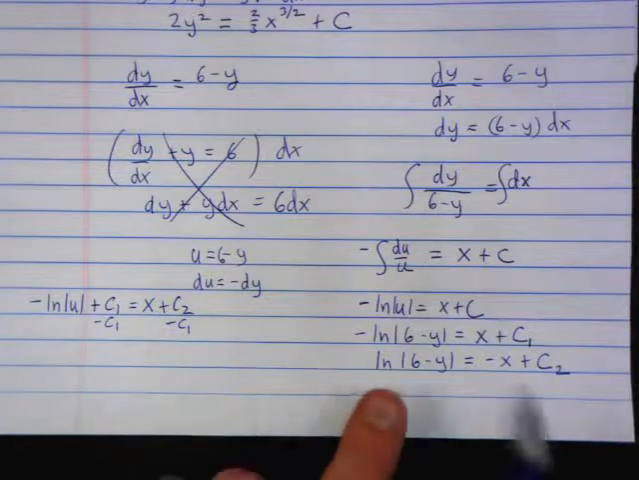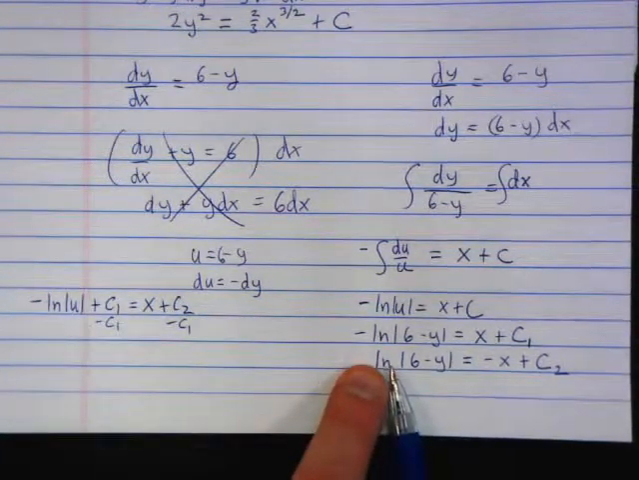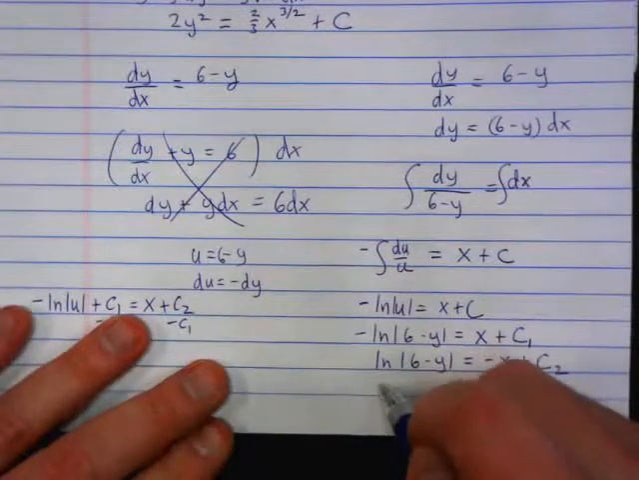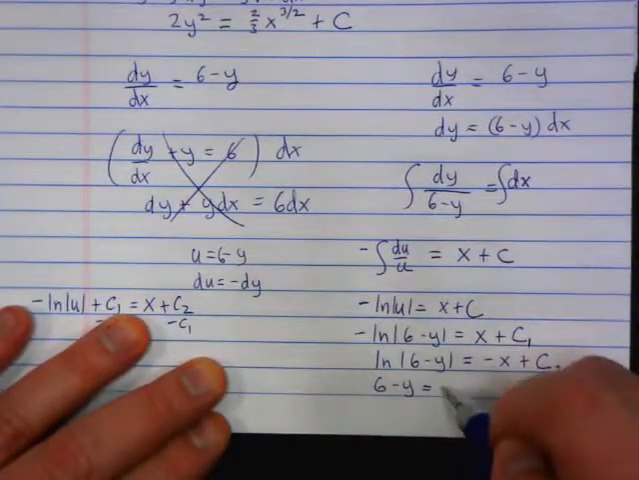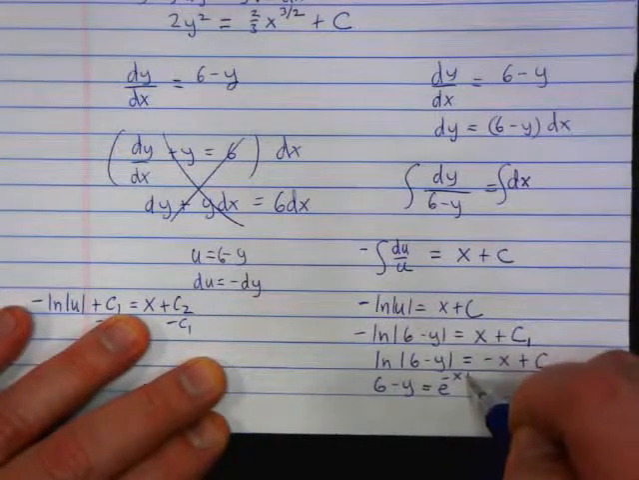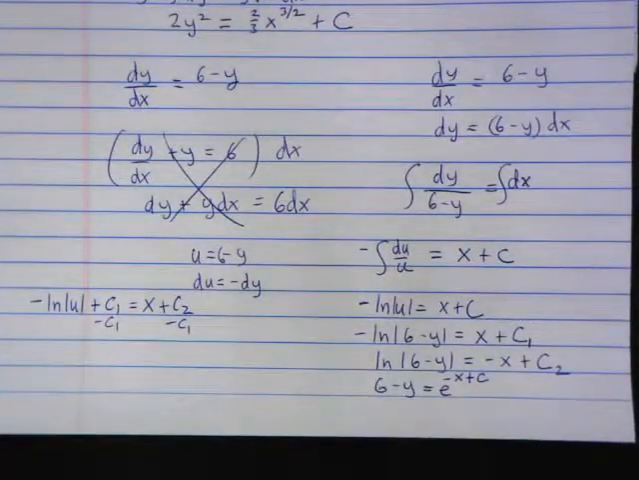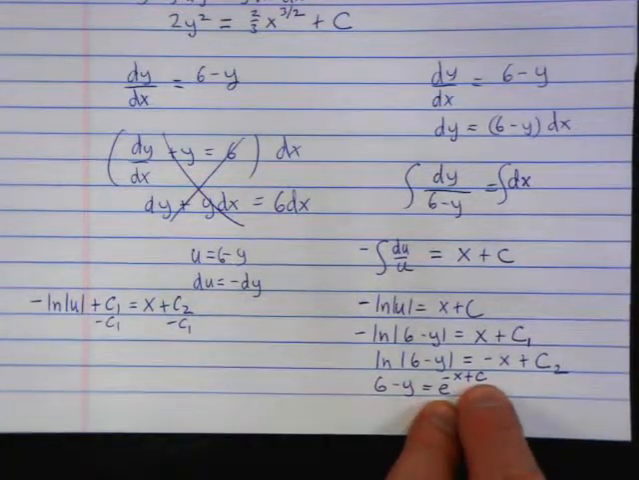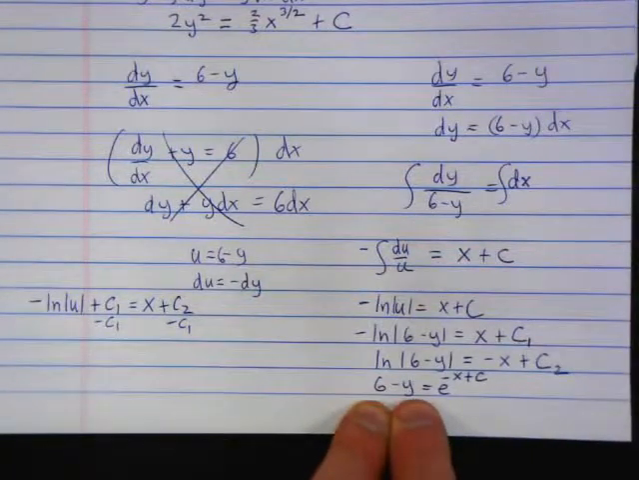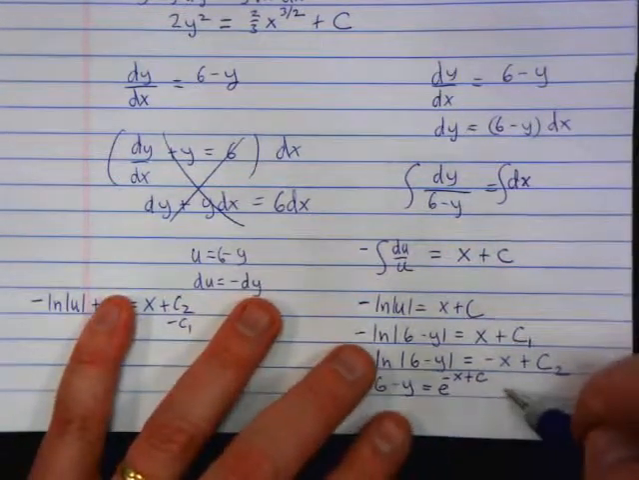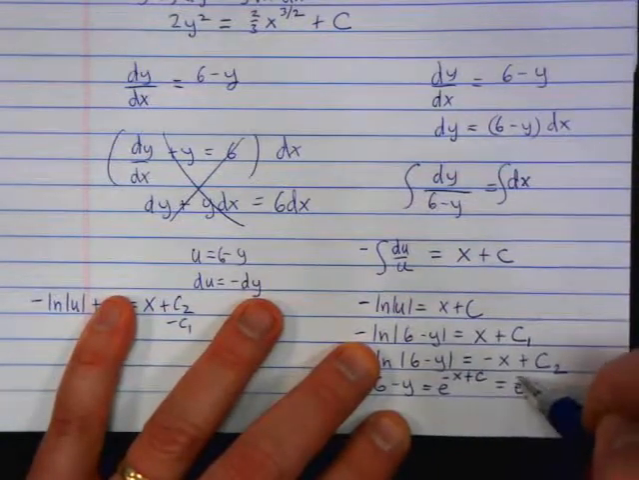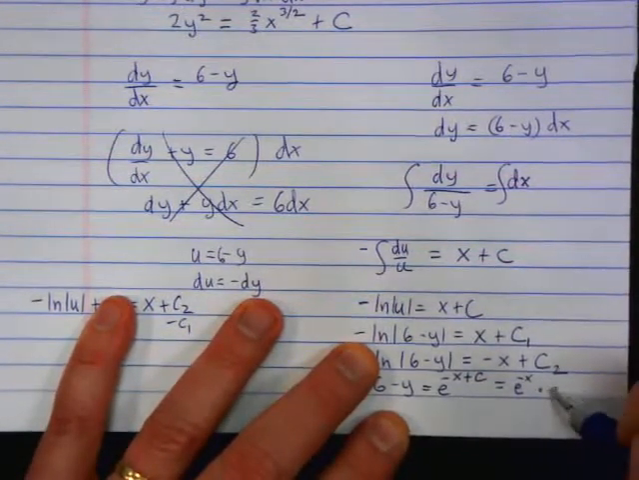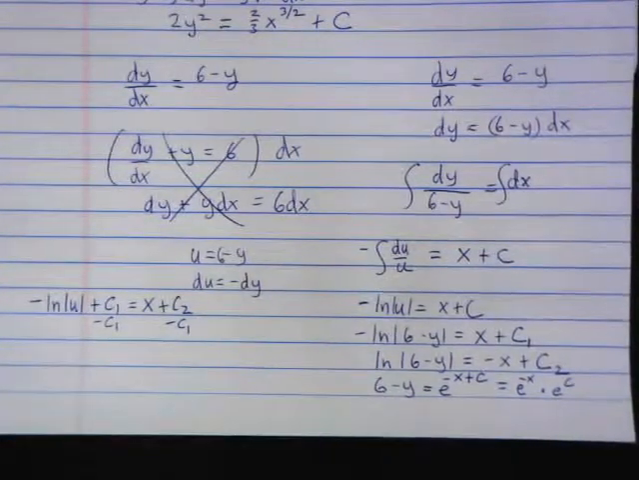All right, now I'm trying to get y all by itself here. How do I get rid of this ln? E. So 6 minus y is e to the negative x plus c. We don't need the absolute value anymore. Why not? E to a power can only be positive, so I don't need the absolute value anymore. Good point. And then I'm going to rewrite this. This is e to the negative x times e to the c. That's my property of exponents.